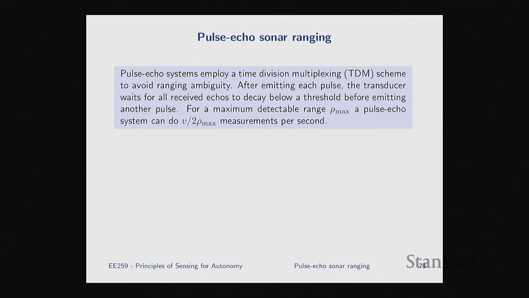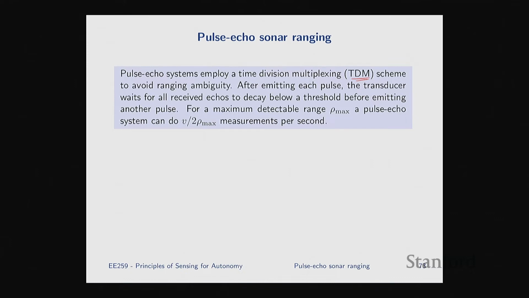So this principle that I just told you, you transmit a pulse, and then you just wait for all the echoes to come back, and then you transmit another one. This is basically like a TDM, or time division multiplexing principle. So you're kind of multiplexing the time between your transmit and then your silent period, where you're just hearing back the echoes.